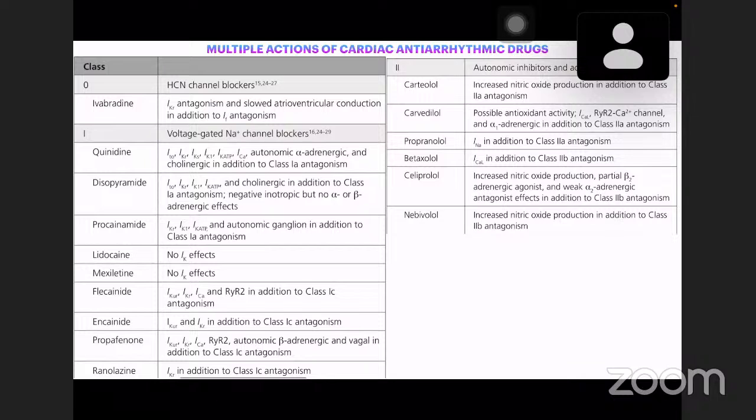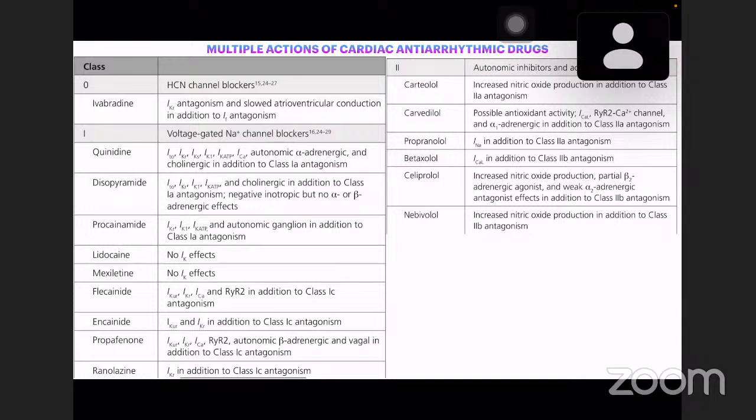Coming to disopyramide, except for calcium, it acts the same as quinidine. It also has a negative inotropic effect, but no alpha or beta adrenergic effects, as I told you earlier. Same as for procainamide, it also acts on potassium inflow, whether late, rapid, or ATP-mediated, and also acts on the autonomic ganglion.